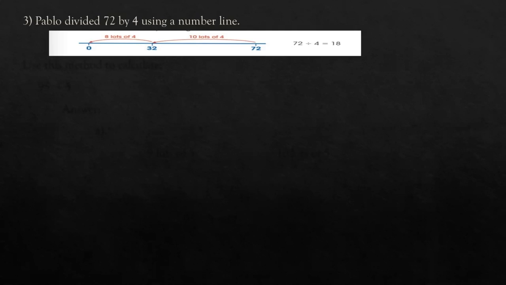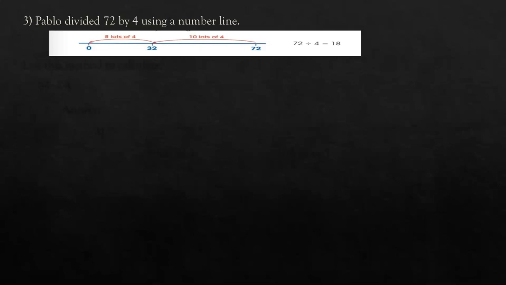Here they divide the number 72 as 32 plus 40. 32 plus 40 gives you 72, where 32 as well as 40 are multiples of 4. 32 is 8 fours, which they have written as 8 lots of 4. And 40 in 4's table is 10 times. 10 fours are 40, so 10 lots of 4.